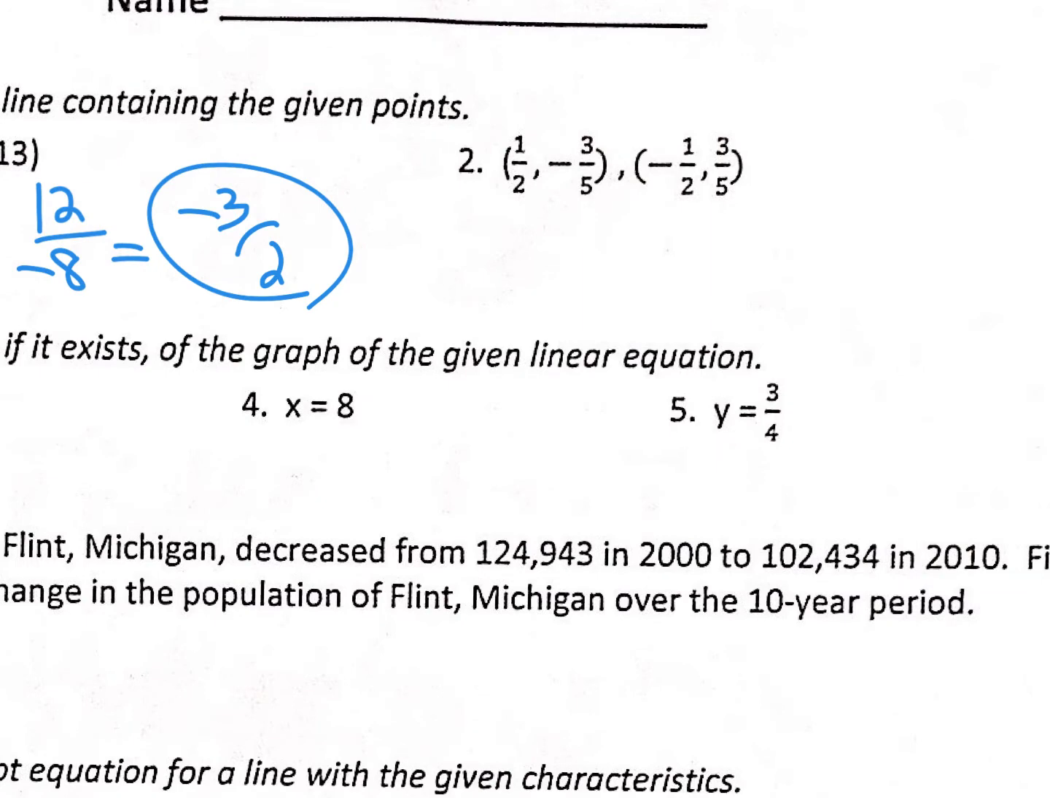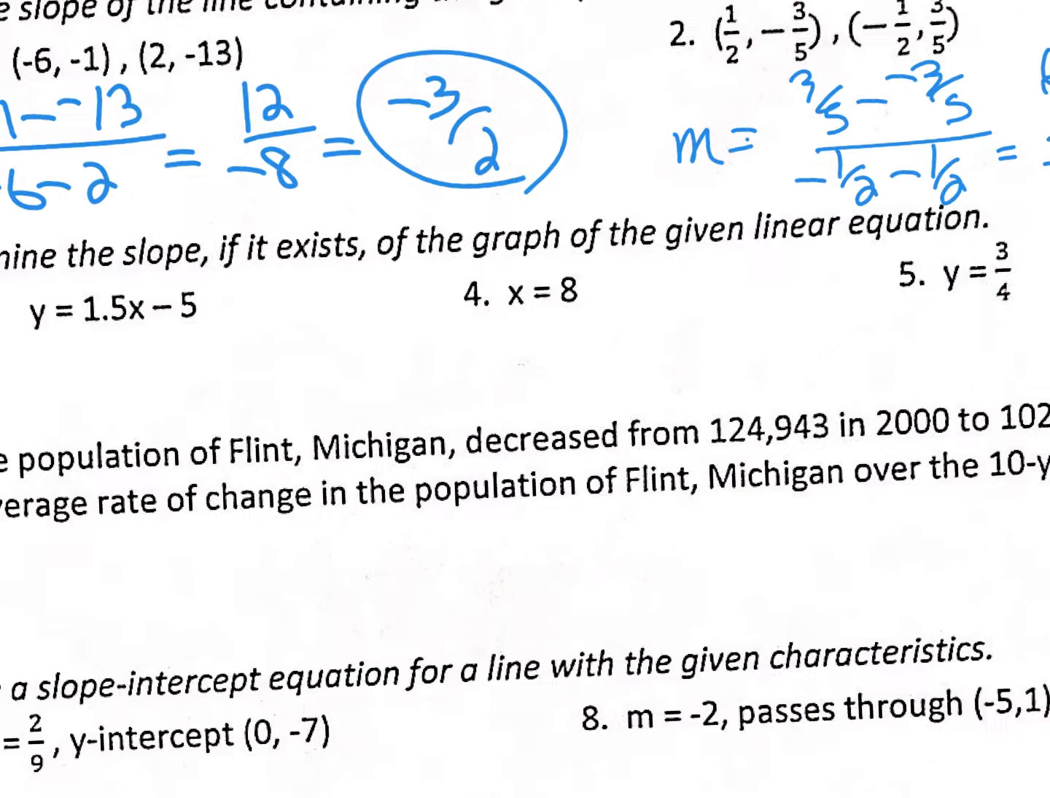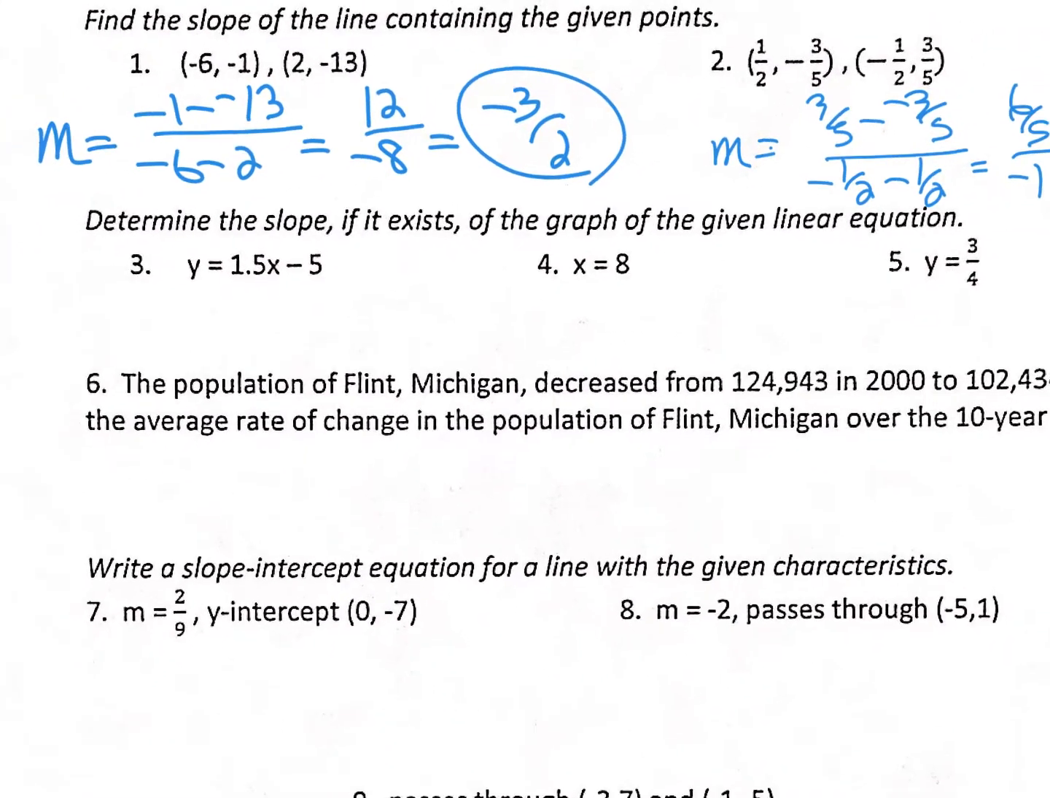Y is on the top, x is on the bottom. I'm going to say slope is 3/5. I'm starting with the positive 3/5 this time. Minus -3/5 on the top. My numerator, my denominator would be -1/2 minus 1/2. My numerator would be 6/5. My denominator is going to be -1. If you divide anything by -1, you just change the signs. It's -6/5.